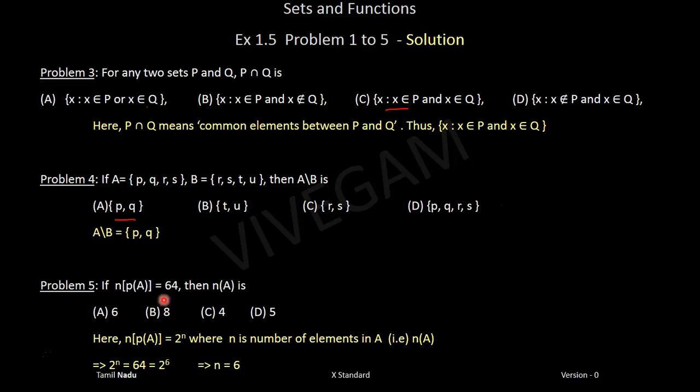So, n of P of A is 64, but we know this is equal to 2 to the power of n as per our formula. So 2 to the power of n will be equal to 64. That's what I've written here. And what is 64? That is 2 to the power of 6. So 2 to the power of n is 2 to the power of 6. When two exponentials are equal and their bases are equal, their powers will be equal. So n will be equal to 6. So n of A is 6. And what is 6 here? It is option A.